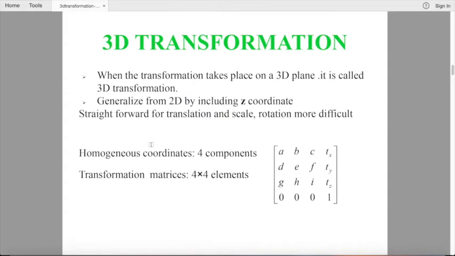So let's start 3D transformation. It generalizes from 2D by including the Z coordinate. It is straightforward for translation and scale, but rotation is more difficult. So this is adding the Z coordinate to 2D, because 2D has only X and Y. So we can use a matrix with 4x4 elements like this, as shown in the slide.